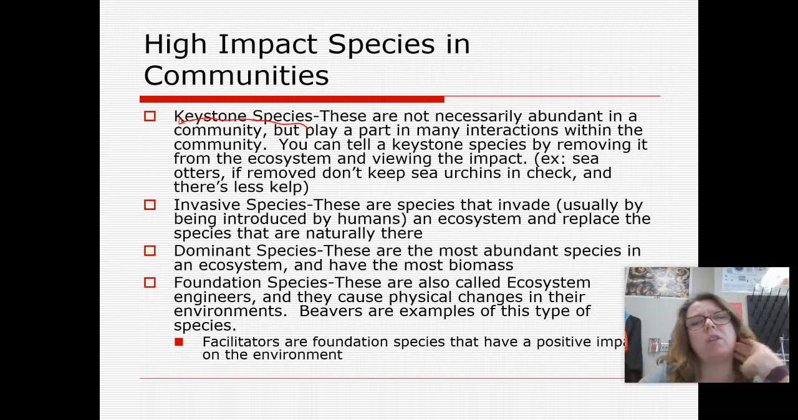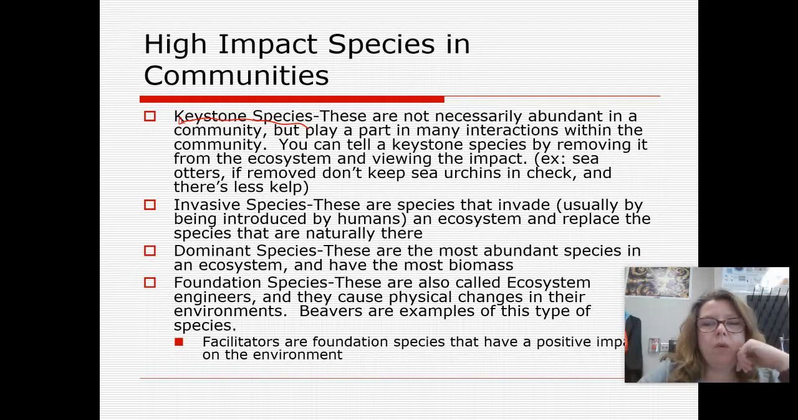And you can do a thought experiment: if I removed this from my ecosystem, what would the ecosystem look like, and what would be the result of removing it? You can tell really quickly if there's a bunch of impacts that you're dealing with a keystone species. So the prime textbook example is the sea otter.